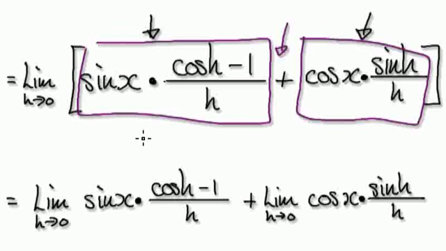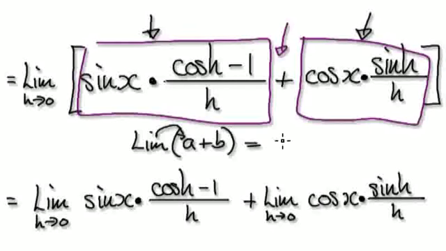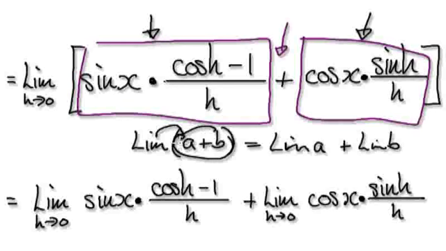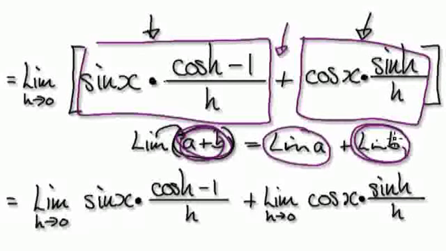So remember, there's a theorem that says if you take the limit of a plus b, you can actually break it into this. So the limit of this whole thing here is the limit of a plus the limit of b. So what it's saying is rather than finding out the limit of the whole complicated thing here, you can just concentrate on finding out the limit of a and then add it to the limit of b.